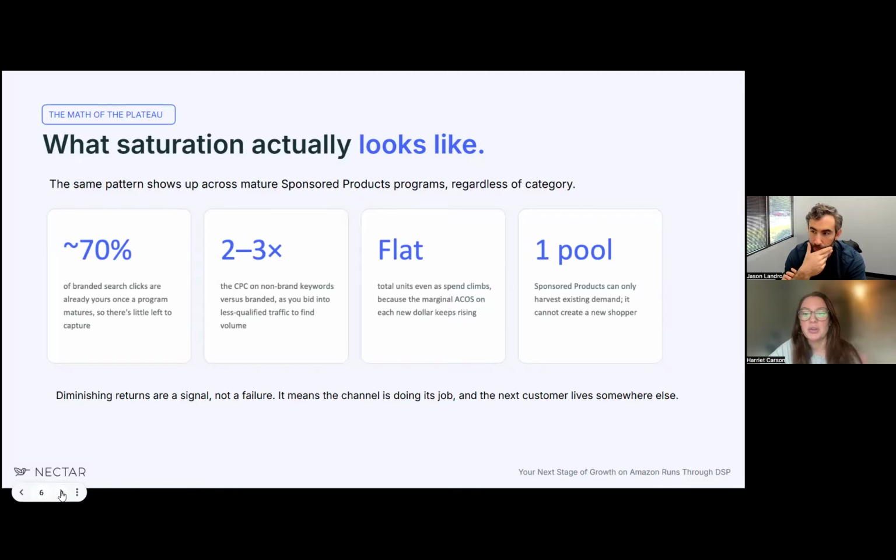So instead of asking, how do I optimize search for another 5% growth, the better question becomes, how do I create more people who will eventually search for my brand? That's where DSP really starts to enter the conversation. And yeah, these are just some metrics showing that you might want to invest in DSP if you're not already, and you're starting to see that search is slowing.